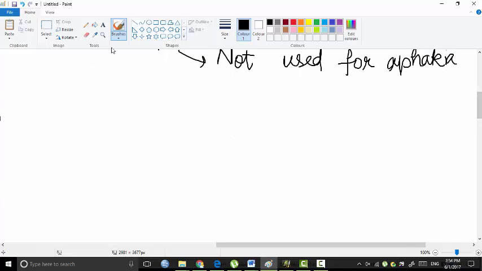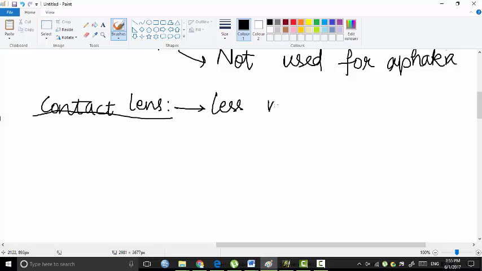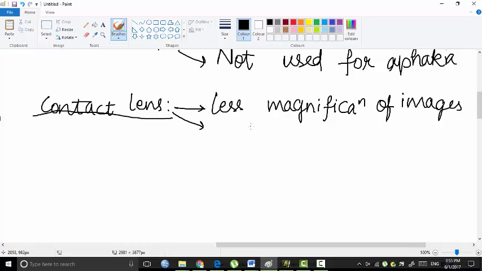Coming to contact lenses. The second use is contact lenses. These are more used. So what is the main use of contact lenses? This is because of less magnification of the image. If you see spectacles, there is more magnification of the image. Here there is less magnification of the image, which is good and suitable.